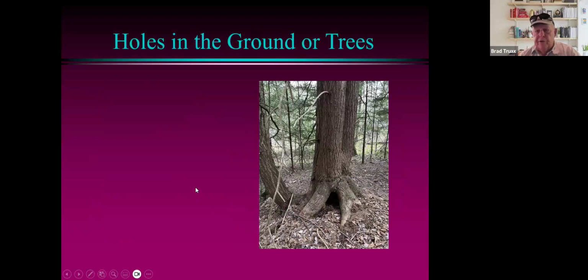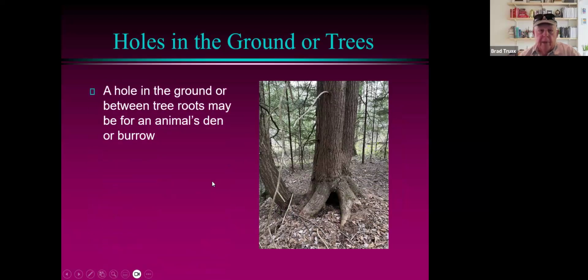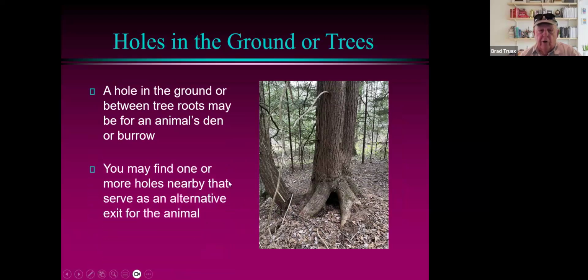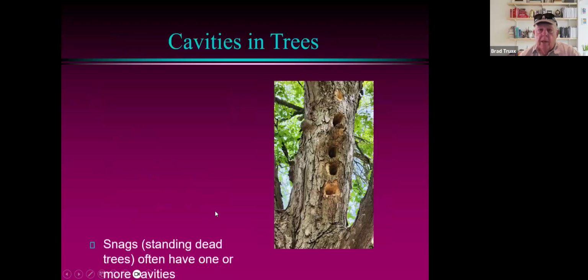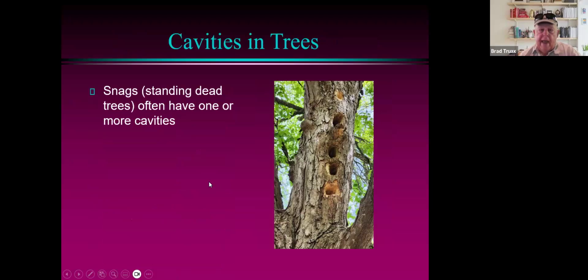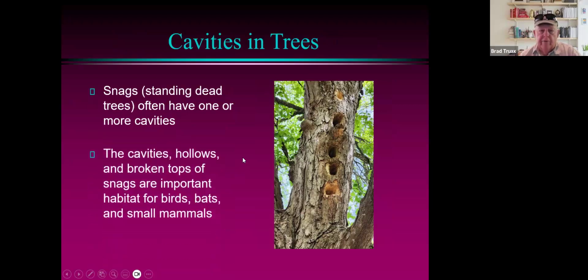Holes in the ground or trees are also common signs that we'll see. Again, a hole in the ground or between the roots may be an animal's den or a burrow. And if you look hard enough, you may find one or more holes someplace out here that serves as an alternative exit for that animal. Cavities in trees are important. Snags, which are dead standing trees left in the forest, may have one or more cavities. And these cavities or hollows or even the broken tops of a tree are very important habitat not only for birds but also for bats and small animals.